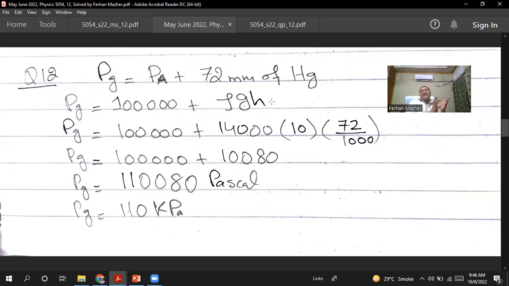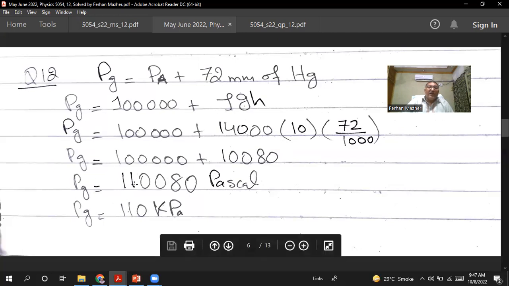And that height, which is given in millimeters, I will convert into meters. So for that purpose, I have done here 72 divided by 1000. 10 is the value of g. And the density of the mercury is 14,000. The pressure of the atmosphere is 100 kilopascal, which means 100,000 pascal. So we will write these values here. This is 100,000 plus, when you enter this in your calculator, you get 10080. So when you add them, you get 110080 pascal, and when you divide it by 1,000, you get 110 kilopascal. Question number 12.